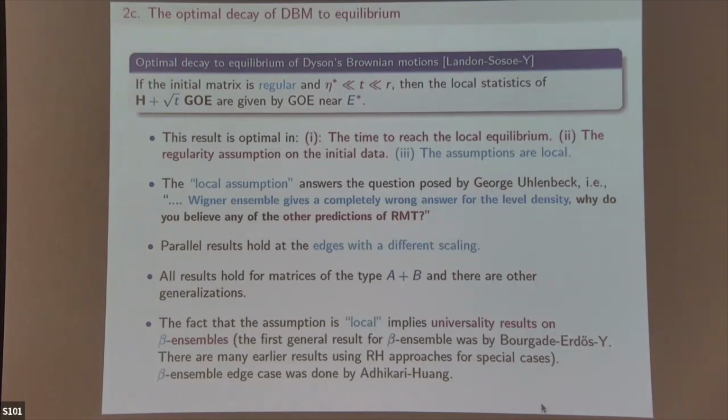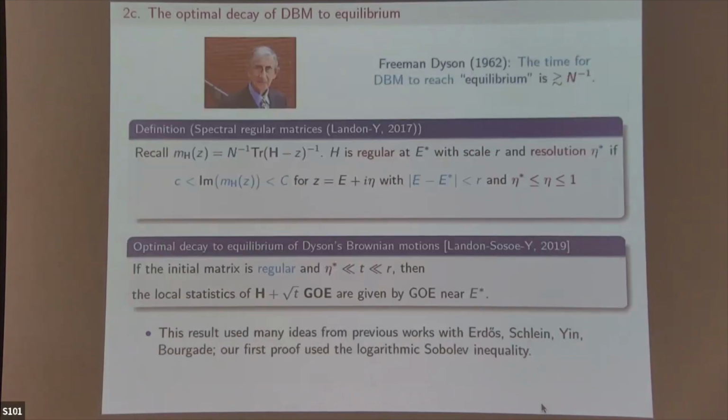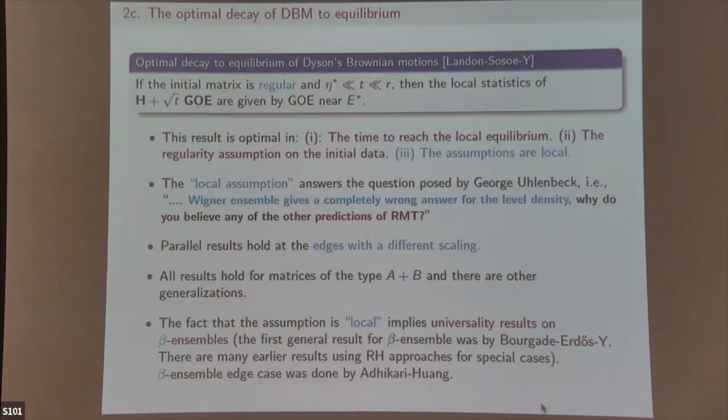All right, so maybe let me summarize this quickly, and then I want to go to the eigenvectors. So this theorem actually answers this Dyson's question in a sort of optimal way. And also I want to point out that everything about this beta ensemble that people have been doing is actually just a special case of this result. And also two students of mine also extended this result to the edge, to the beta ensemble at the edge, for all beta bigger than or equal to 1.